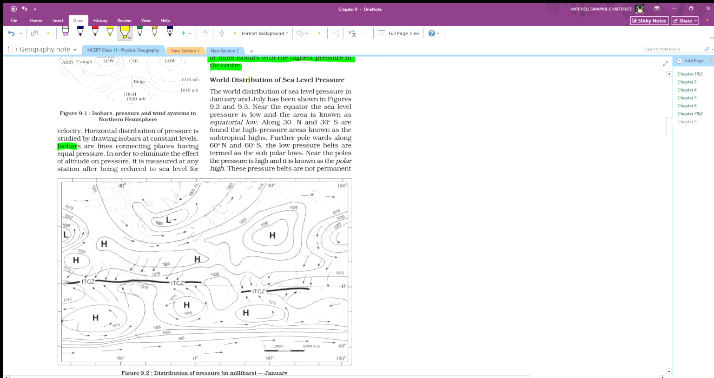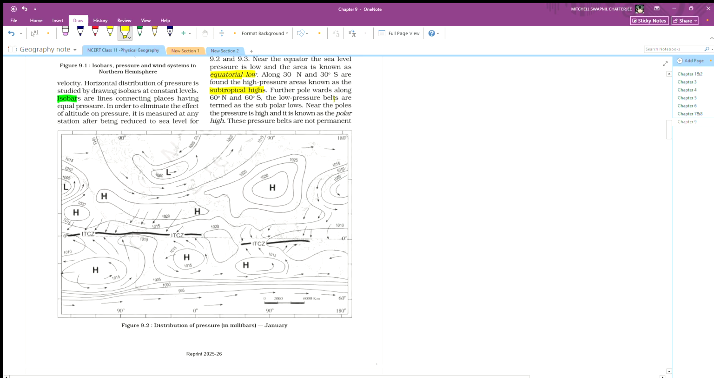The world distribution of sea level pressure in January and July has been shown. Near the equator, the sea level pressure is low, and the area is known as equatorial low. Now along 30 degree north and 30 degree south, we find a high pressure area known as subtropical highs. So again we have subtropical highs.